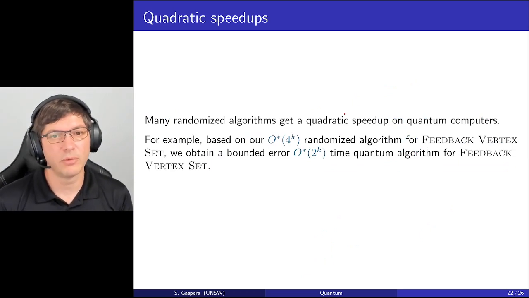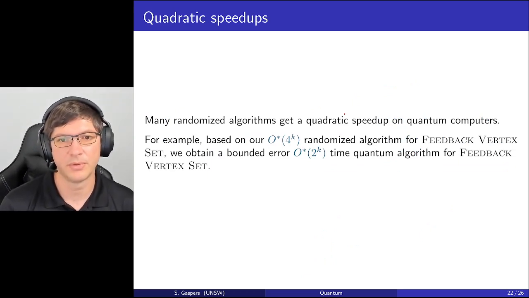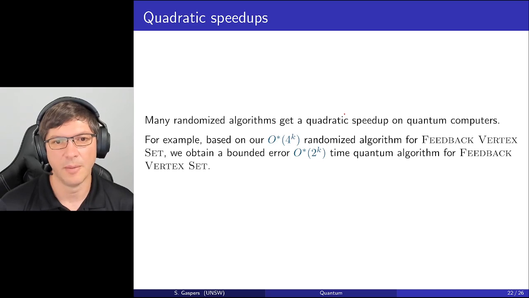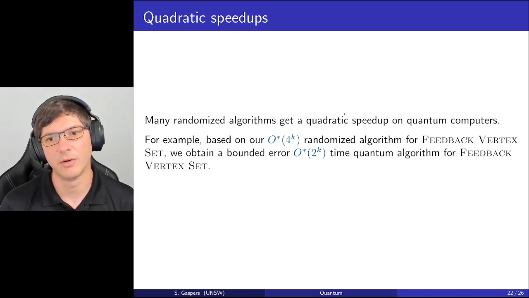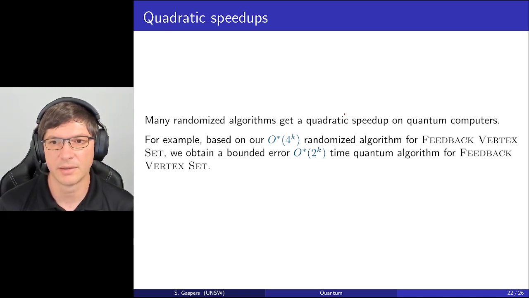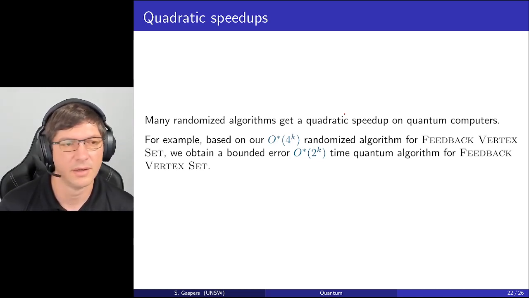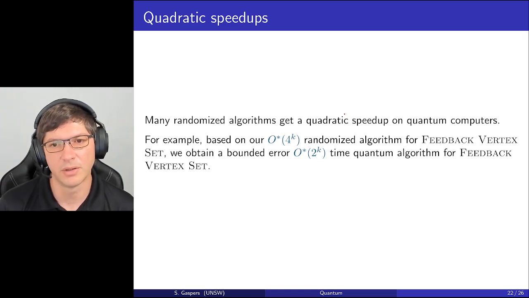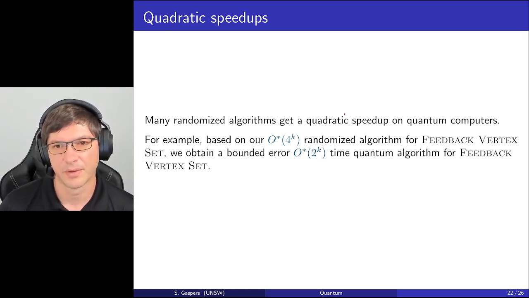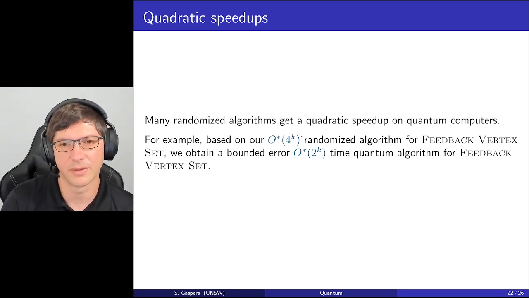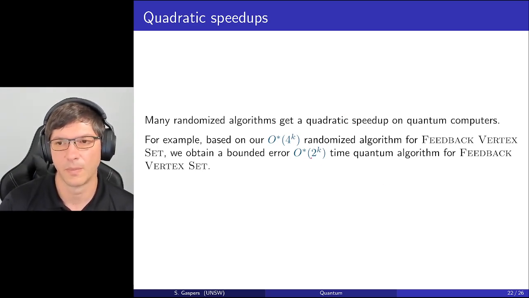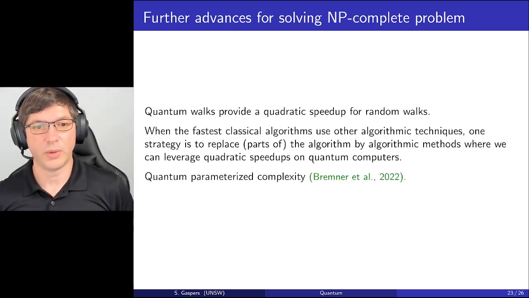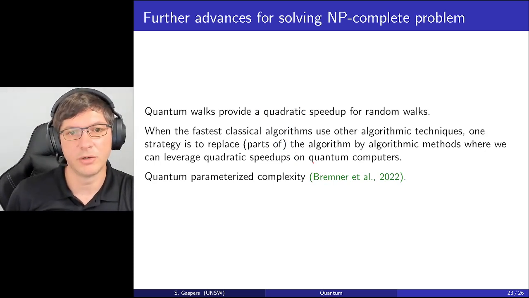Now many randomized algorithms also get a quadratic speedup on quantum computers. For example, if we take our O star of 4 to the power k time randomized algorithm for feedback vertex set, now we obtain a bounded error, O star of 2 to the power k time algorithm for feedback vertex set. That's just because 4 to the power 1/2 is of course 2. What else has been done regarding quantum algorithms?